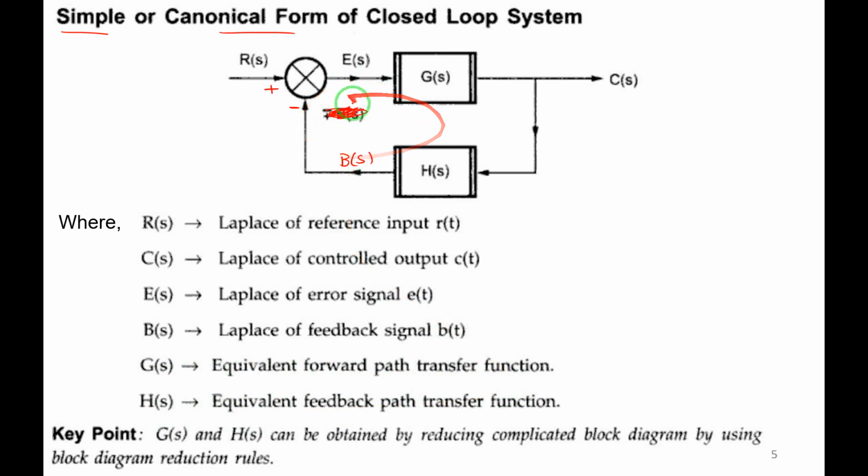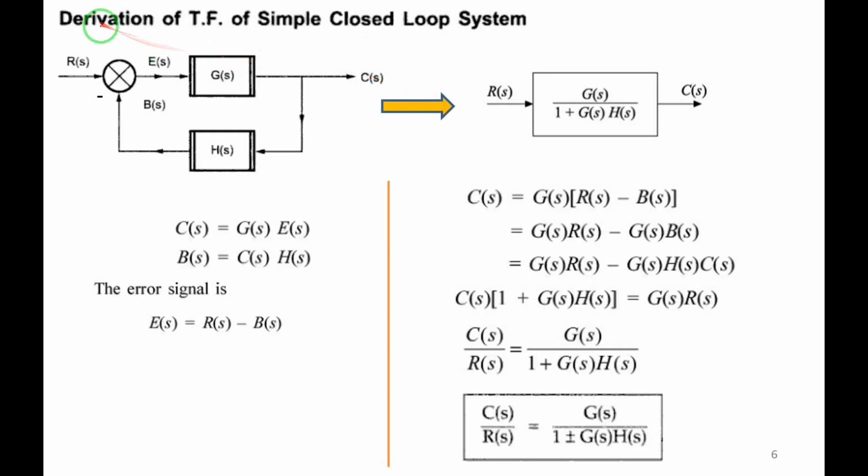Okay, these things we know. Any closed loop system can be represented in this form. Next we'll see how to derive the transfer function of the simple closed loop system. So, the derivation of the transfer function of the simple closed loop system.